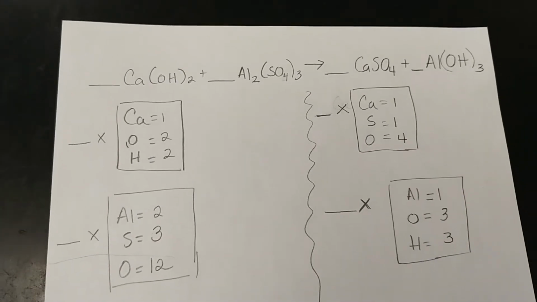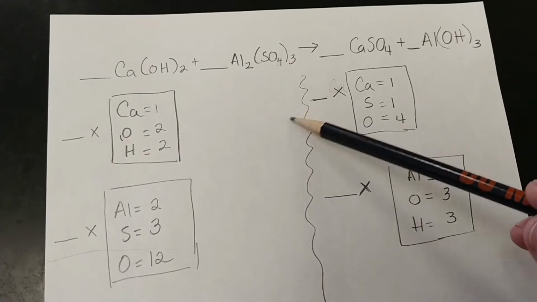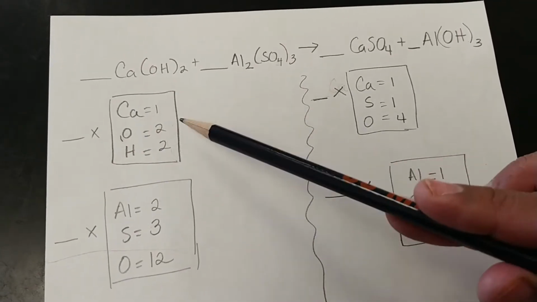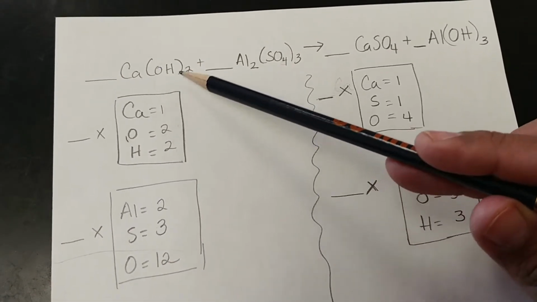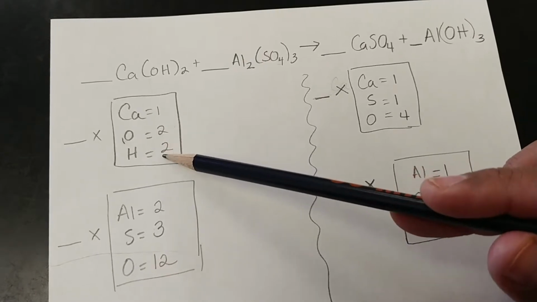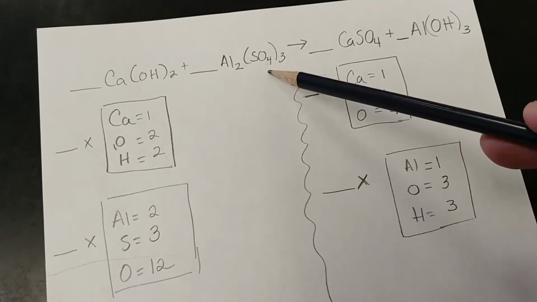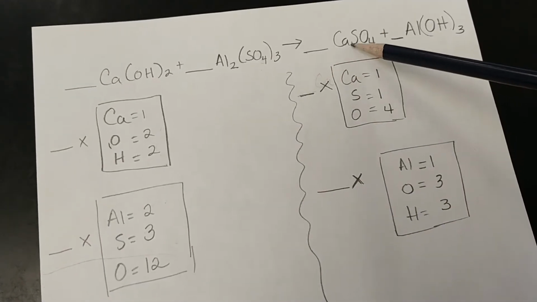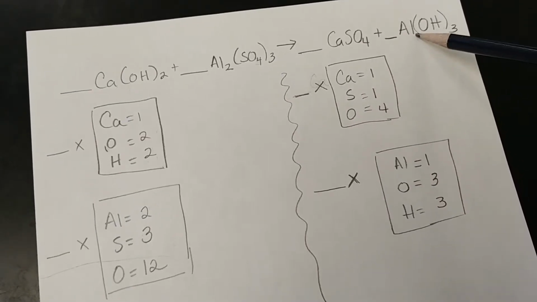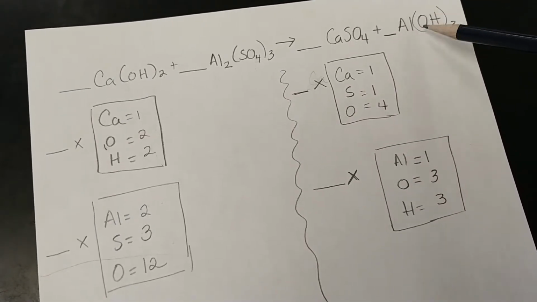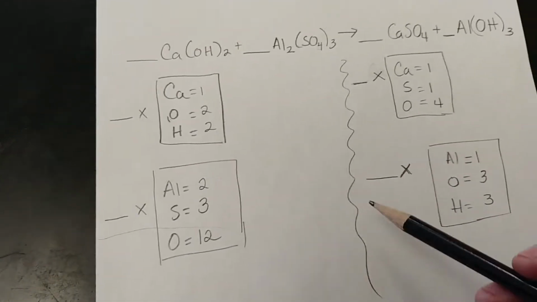For this first one, I've created the boxes just like we had before, and this is just going to help you figure out how many atoms you have. So I counted the atoms for each one of calcium. Remember, hydroxide is in parentheses, so you distribute it, so 2 of each. 2 aluminums, then 3 times 1, 3 sulfurs, and 3 times 4, 12 oxygens. 1 calcium, 1 sulfur, 4 oxygens, 1 aluminum, and then the 3 goes into the parentheses, so 3 times 1, 3 oxygens, 3 times 1, 3 hydrogens.